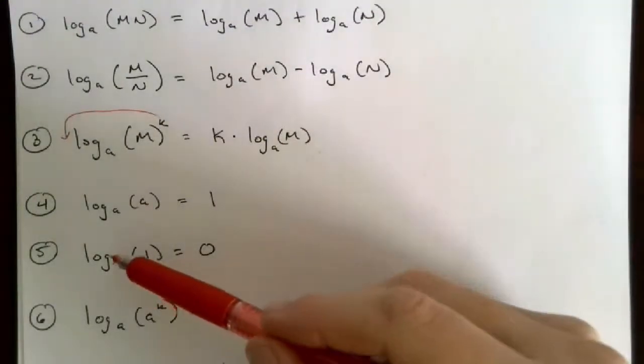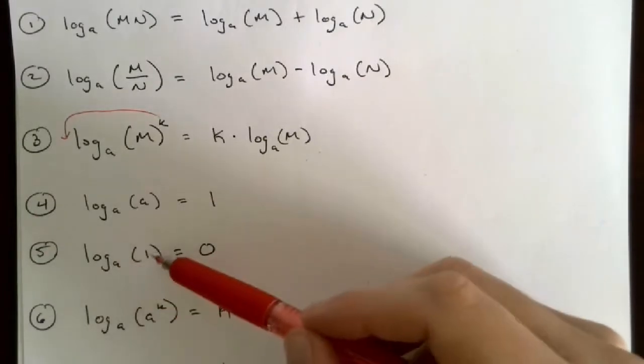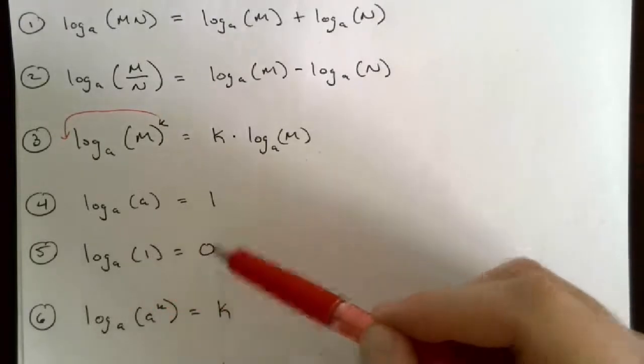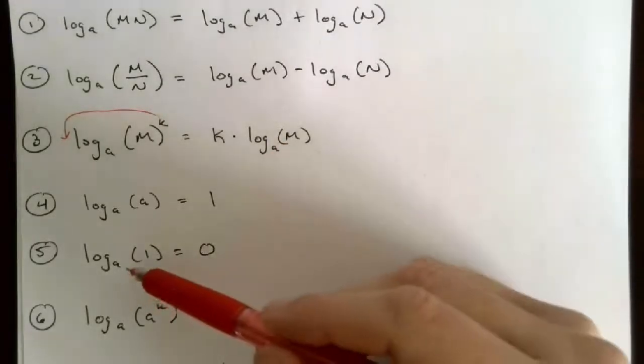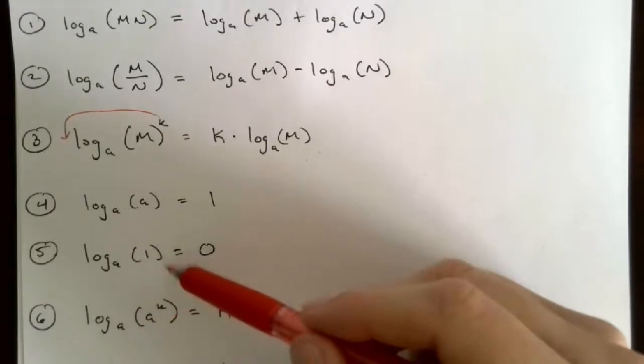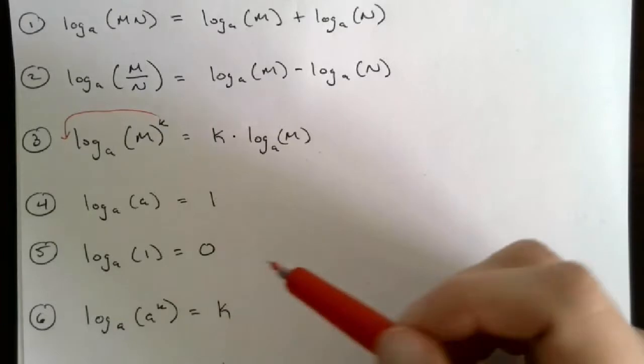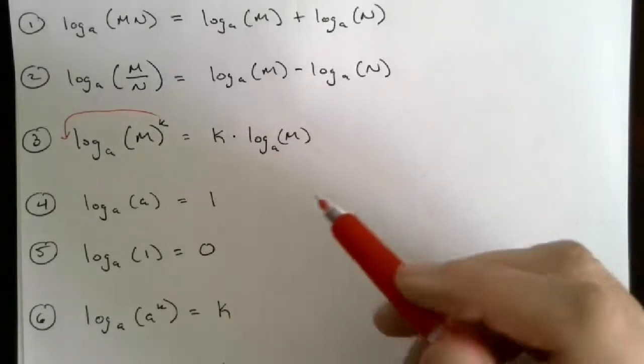The fifth rule, log base a of 1, is really saying a to what power gives me 1. Well, a to the 0 power is what gives me 1. So log base a of 1 equals 0. So the log of 1, of any base, is always going to be equal to 0, no matter what the base.